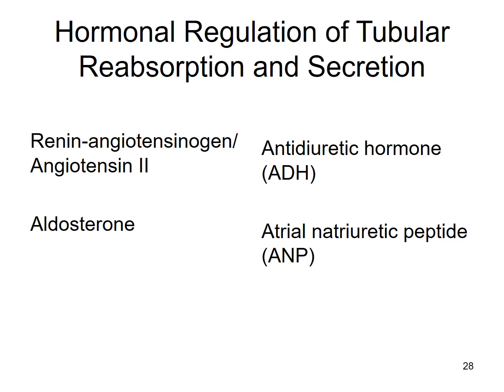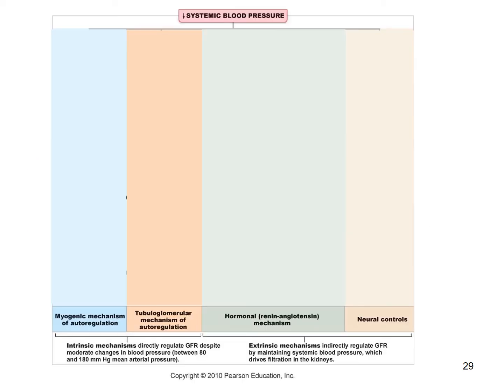Okay, so the last thing that we're going to talk about in terms of regulation is hormonal regulation of tubular reabsorption and secretion. There are a number of different mechanisms that work to accomplish this: the renin-angiotensinogen-angiotensin mechanism, aldosterone, antidiuretic hormone, and atrial natriuretic peptide. Now, some of these we have made reference to in previous chapters, basically the endocrine system, but we'll talk about these again in this video.